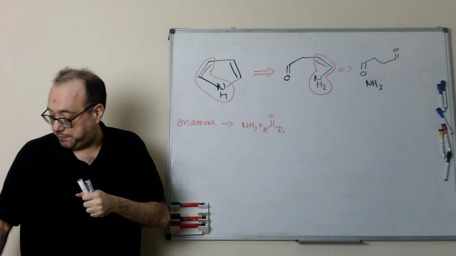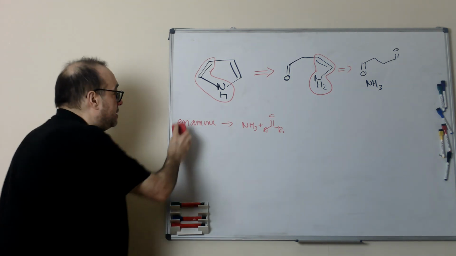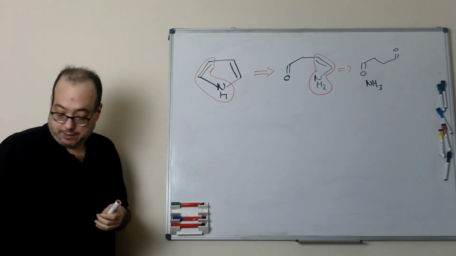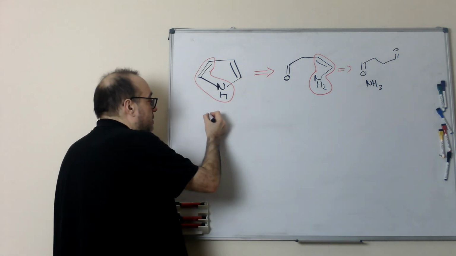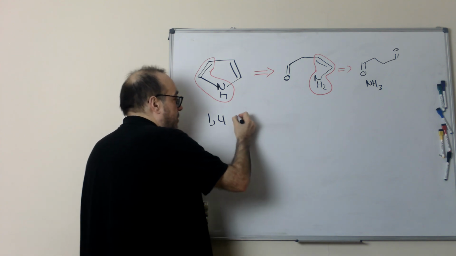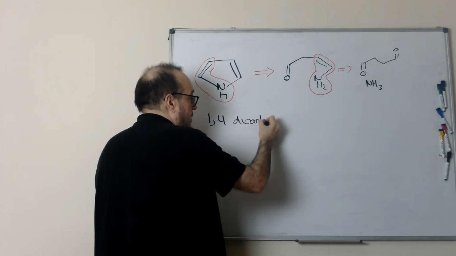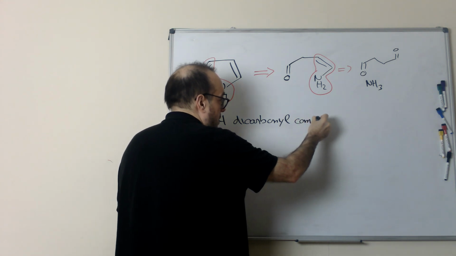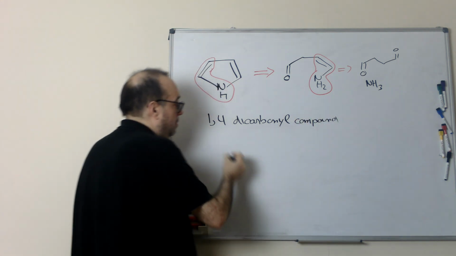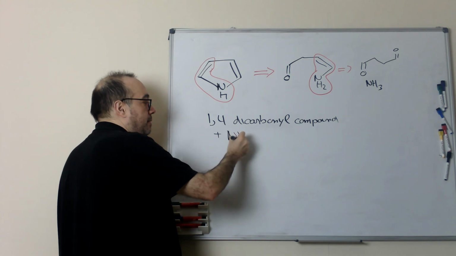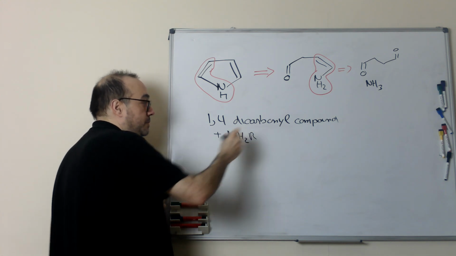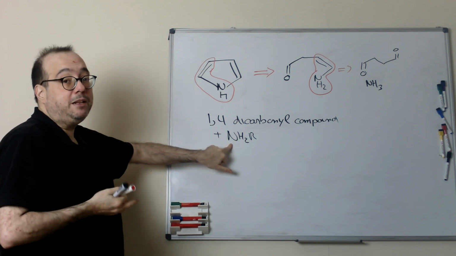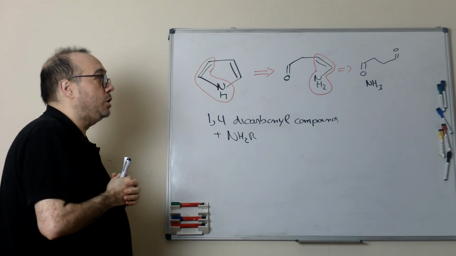What do we need to synthesize a pyrrole? Basically, what we need is a 1,4-dicarbonyl compound plus an amino group. It could be a primary amine or it could be ammonia.